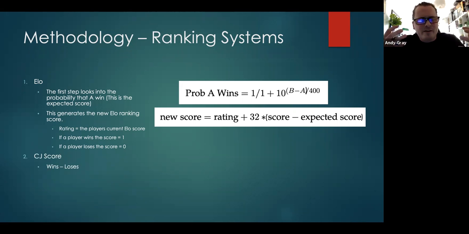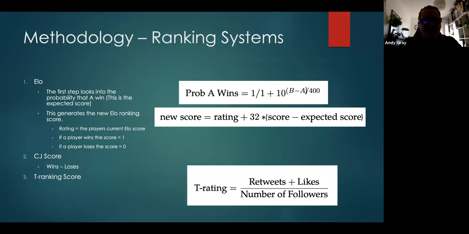We then used a very simplistic comparative judgment score, which was just looking at the number of wins that tweet had minus the number of losses. And then we looked at a T ranking score, which is a basic weighted sum method, looking at how that tweet did on Twitter. It looked at the number of retweets that tweet had and the number of likes, divided by the original tweeter's number of followers, and that gave us the T rating.